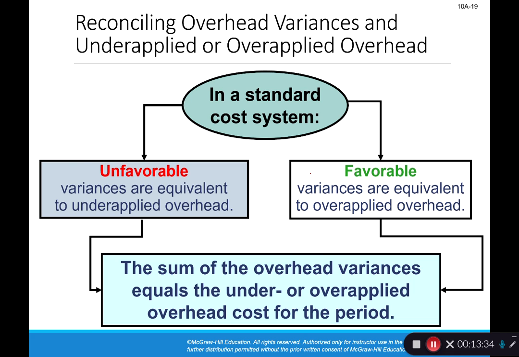It's easy to remember because unfavorable and underapplied both start with U. So that's how I remember which is which. If you have an overall unfavorable variance, it means your overhead was underapplied. If your overhead is favorable, if you have a favorable variance, then you have overapplied overhead.